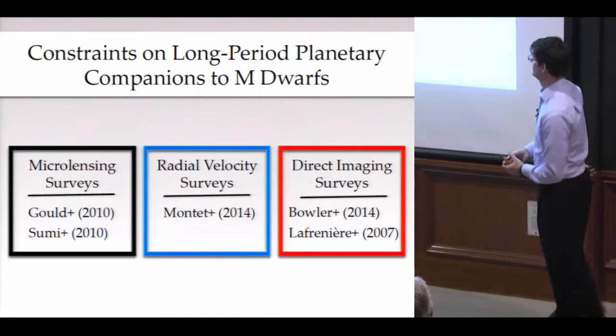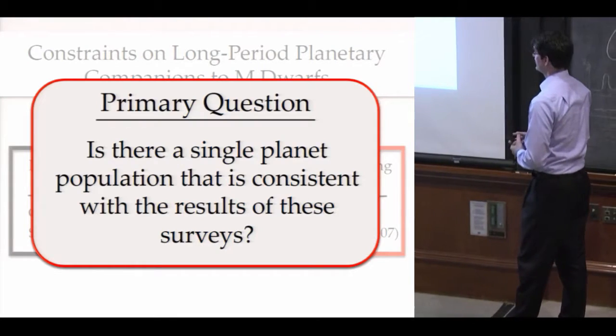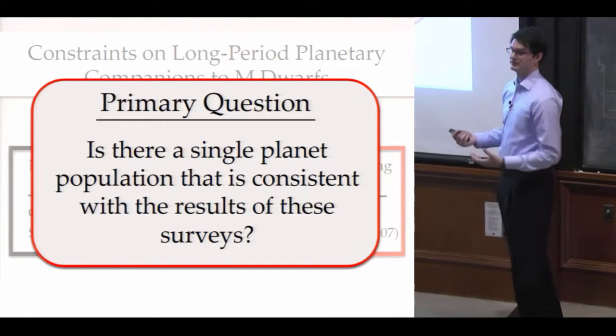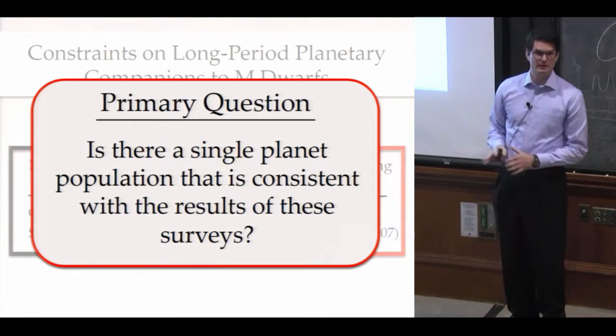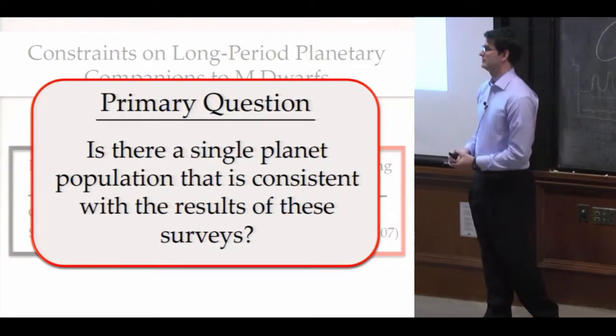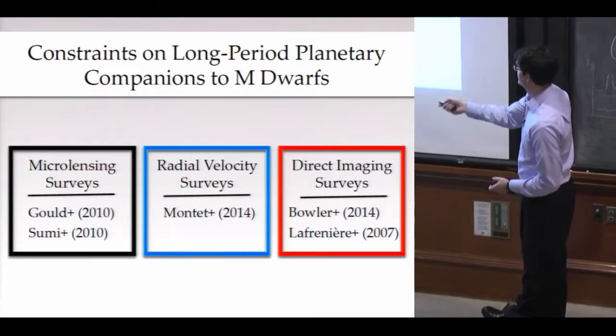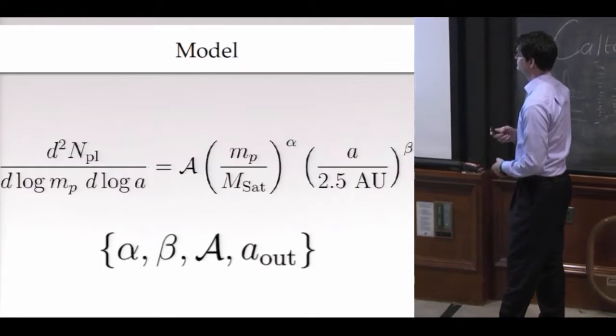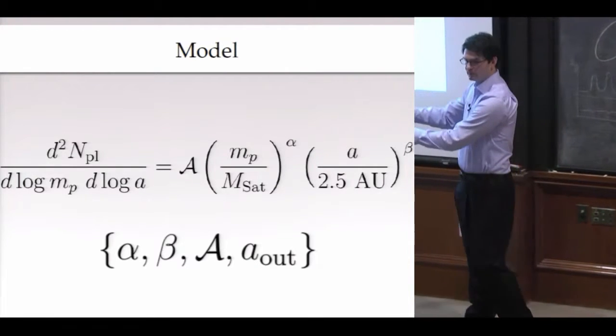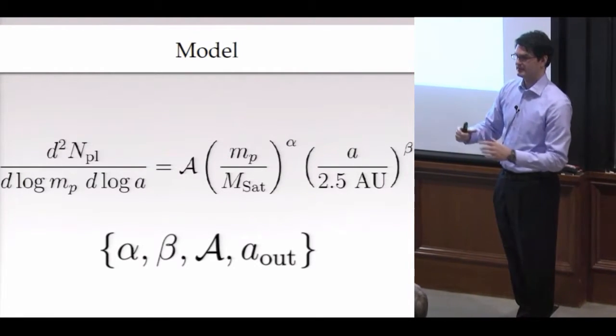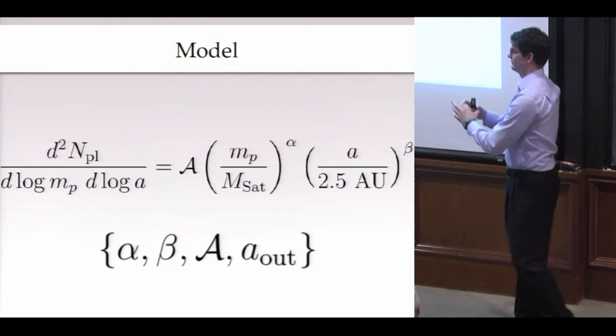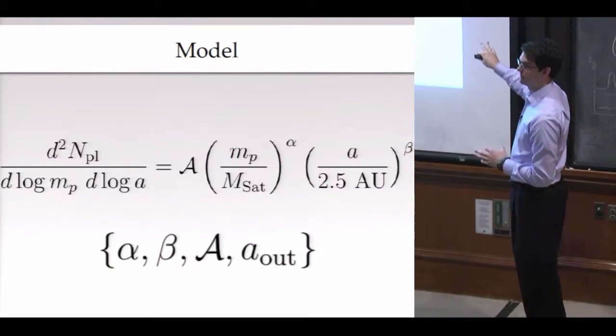different independent detection techniques. And the primary question I want to ask and answer is: is there a single planet population that can simultaneously explain the results of all of these different surveys I consider? Before, when I was comparing microlensing with radial velocities, I started out by assuming the microlensing planet population. Here I'm doing something different.